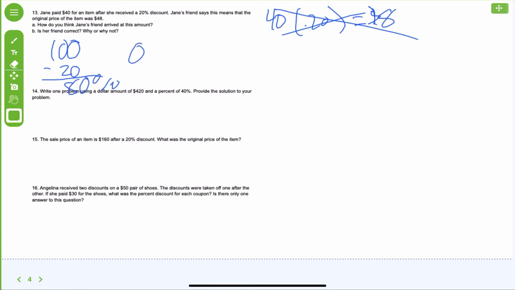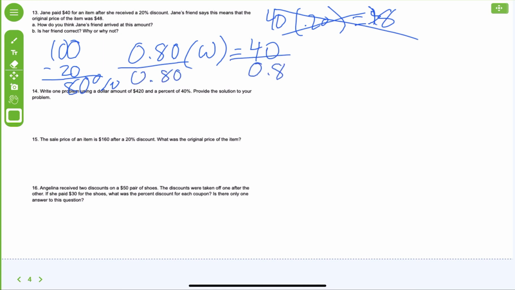So let's do that now. 0.80 times what number is equal to 40? If we divide by 0.8, the whole is equal to $50. Now, does that make more sense? 20% of 50 is how much? $10, right? Well, if I take that off of $50, that's $40. So there's our answer. Good job.